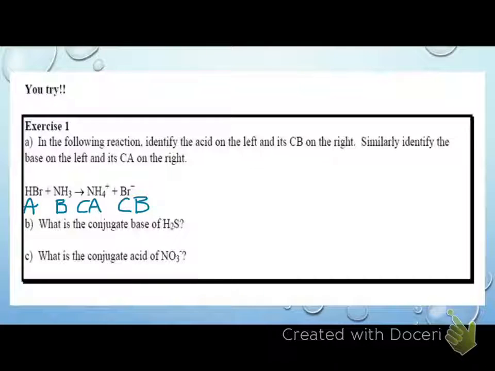So what is the conjugate base of H2S? HS minus. And then the conjugate acid of NO3 minus? HNO3. Yeah. Because if it's a conjugate acid, they're telling you that this is a base. And what is the base's job? To accept the proton. Yeah. So it's going to be HNO3. All right.